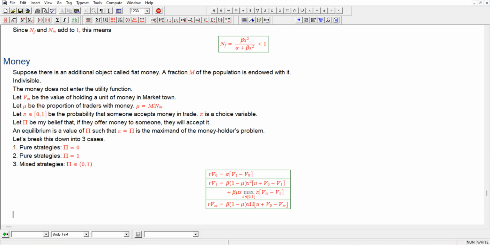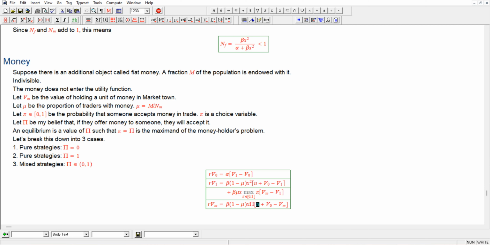Now, if you look at them, you'll see this is where someone without money consumes, and this is where someone with money consumes. If you look at these two expressions, you'll notice that they're exactly the same, except that this one has x squared, and this one has x times pi. So, suppose pi is less than x. If pi is less than x, then this times that is more than this times that, which means it's better to be a goods holder than a money holder.